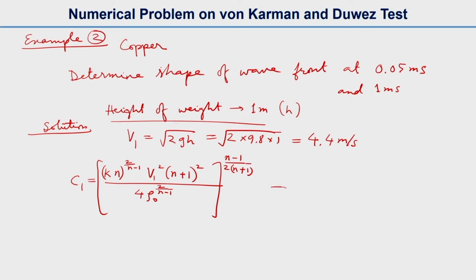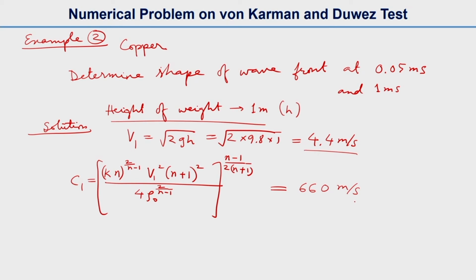Here, if you see, we know k from the earlier problem, we have the value of k, we have the value of n, and then we have the density. And we know the impact velocity now. Earlier we did not know that, but for this problem we have the impact velocity with us. So this will give us C1 equal to 660 meter per second.